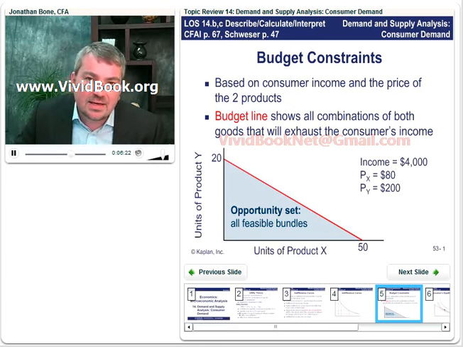Now the idea that we're going to use within our economics is you will always want to consume all of your income.